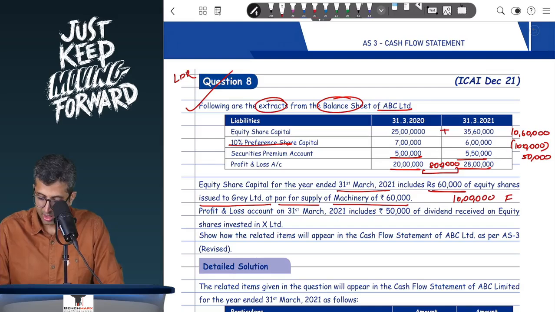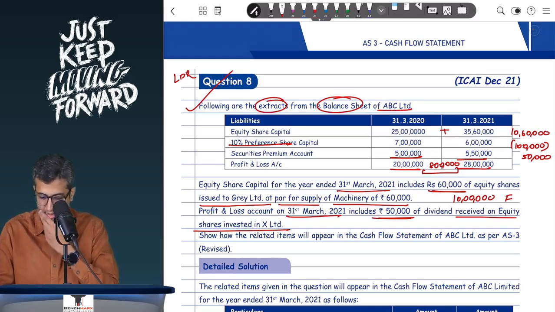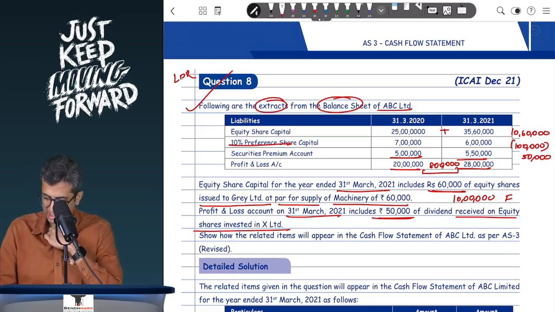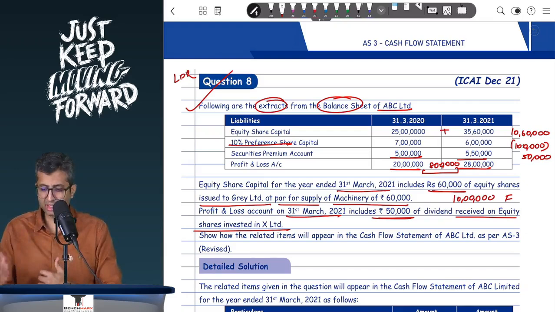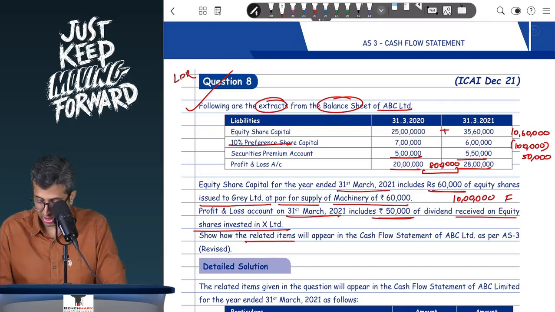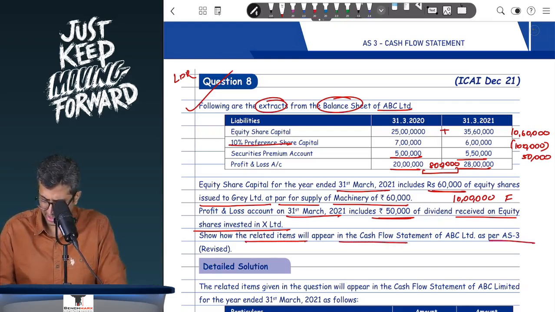Positive. Profit and loss for 31st March 21 includes 50,000 of dividend received on equity investments in X. So when I look at this 8 lakhs, this must be the profit during the year, but this profit is calculated after including dividend income. But that dividend income is linked to investing. Show the related items that will appear in the cash flow statement as per AS3.